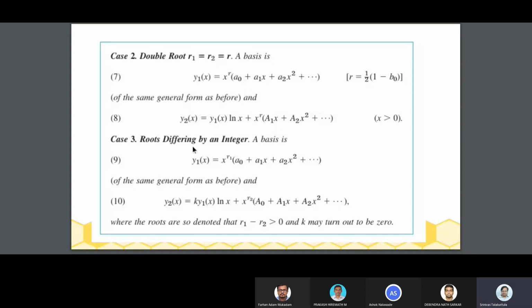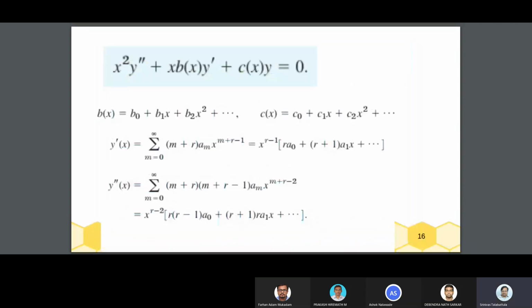Similarly, there is a specific case if they differ by an integer, r1 minus r2 equal to an integer, there is something more special. Okay, so you can do a lot of exercise. Okay, that's what I wanted to put here.